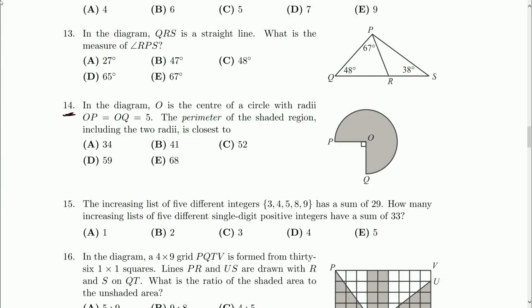In the diagram, O is the center of a circle with radii OP and OQ, and we've got a nice little right angle here as well that we can see on the diagram, and they're actually telling us the radius is 5. And I also notice we got the shaded area, so maybe we're trying to figure out the area. But, the perimeter of the shaded region, including the 2 radii, is closest to. So we're not looking for area, we are looking for the perimeter of our shaded region, and they say closest to.